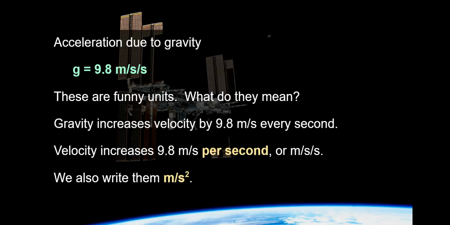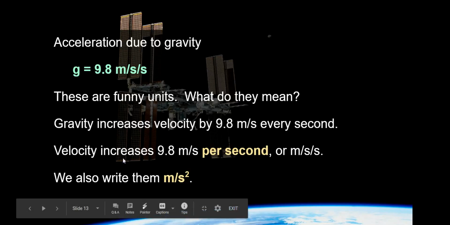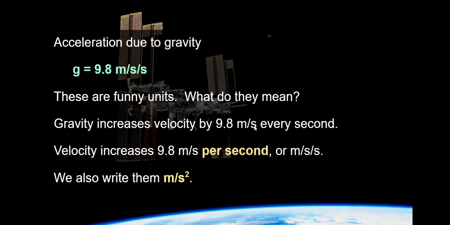Okay, acceleration due to gravity. G equals 9.8 meters per second per second. These are funny units. What do they mean? Gravity increases velocity by 9.8 meters per second every second. So the velocity increases 9.8 meters per second, or meters per second per second. We can also write them as meters per second squared. So you have that extra per second in there because velocity is already meters per second, and every second the velocity increases.